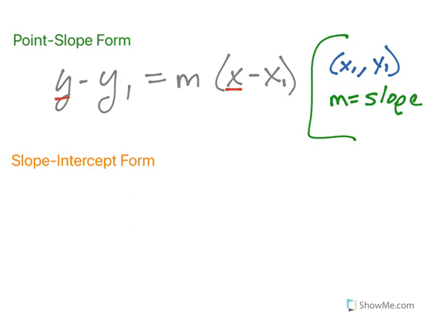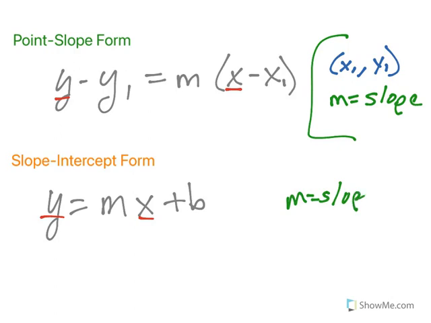Now slope-intercept form is y equals mx plus b. So you'll notice again we have an x and a y that represent all the points on the line. We will keep that as x and y. We also still have the m marking our slope, and then we also have b, which is our y-intercept. So if we are given the slope and the y-intercept, we can jump straight to slope-intercept form. However, if we don't have the slope and the y-intercept, we will start in point slope form.